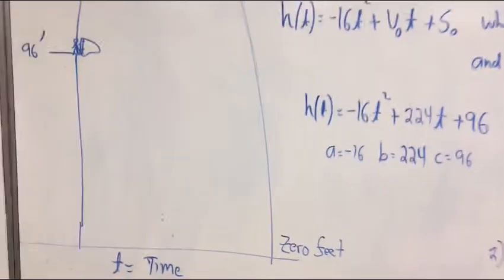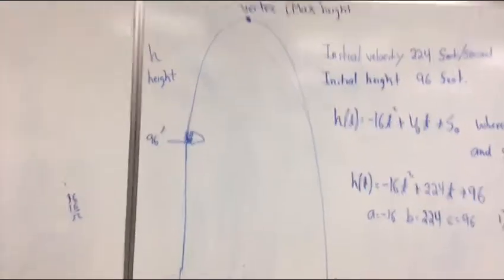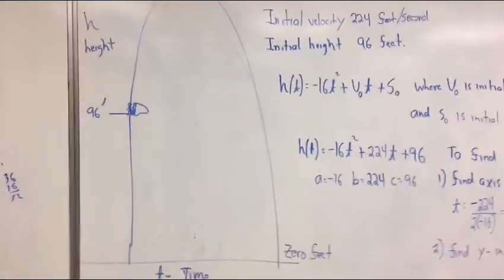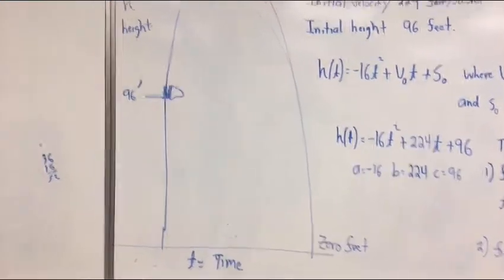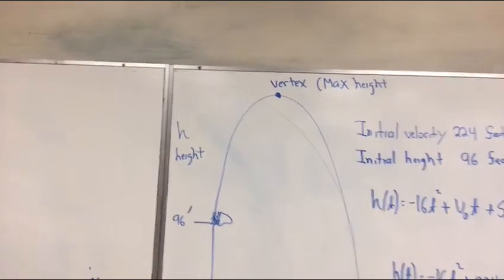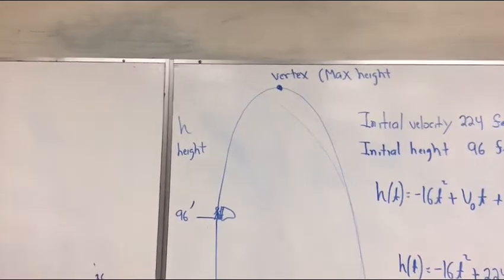Now, the question is two parts. At what time and at what height does the piano reach its maximum? And how long does it take the piano to hit the ground? Okay? So that requires you to find the vertex of the parabola. Now, to find the vertex of the parabola, we have to build the equation.